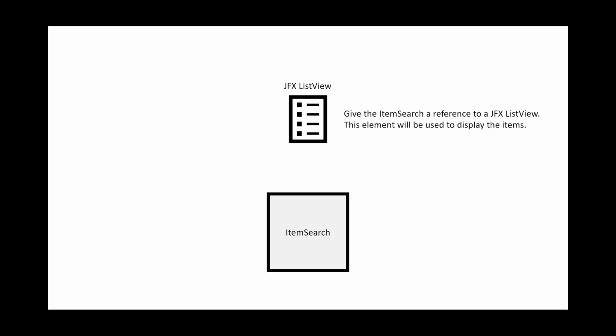Next, you're going to give it a JPhoenix list view. This is a list view that's already in your application, already shown. You pass a reference to it to the ItemSearch, and the ItemSearch will take control of the list view and automatically populate it with your search results.